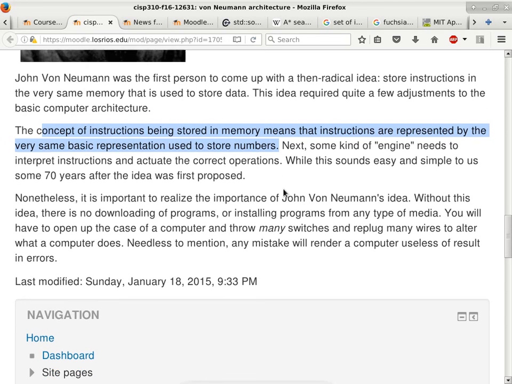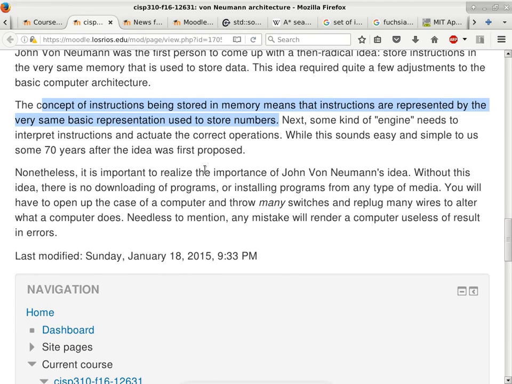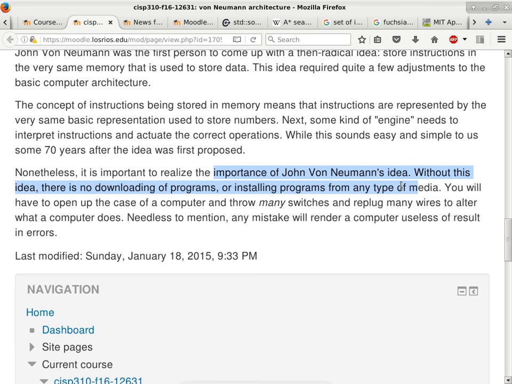All right. So it is important to realize the importance of John von Neumann's idea. Without his idea, there won't be any downloading of programs. Because when you're downloading programs, the program is not just downloaded, it is also being installed automatically onto your devices.